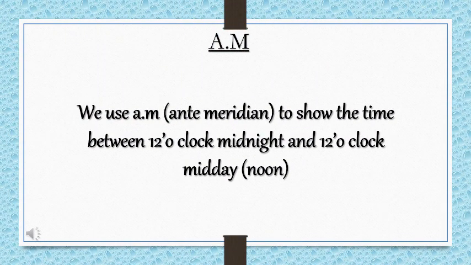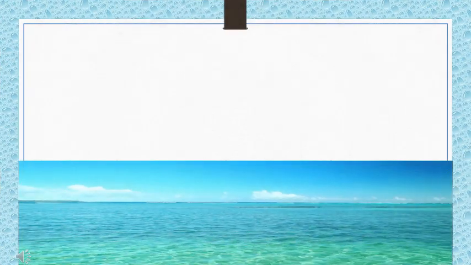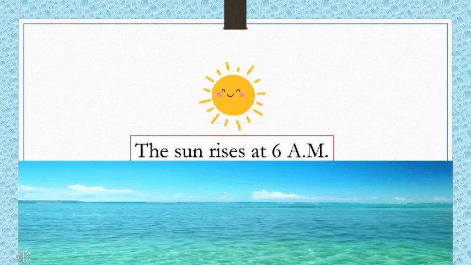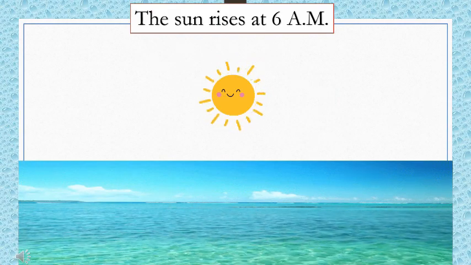Now let us also discuss about AM and PM. First we will take AM. We use AM or antemeridian to show the time between 12 o'clock midnight and 12 o'clock midday or noon. For example, the sun rises at 6 a.m. in the morning to give us light and energy.